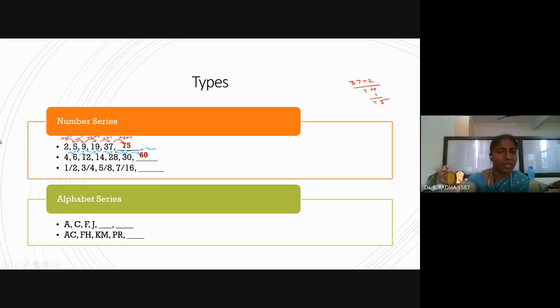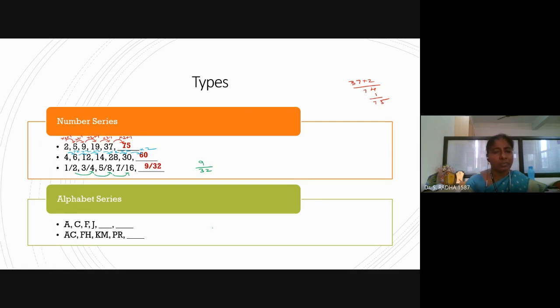Next question, 1 by 2, 3 by 4, 5 by 8, 7 by 16. You can take the denominator separately. 2 into 2 is 4, 4 into 2 is 8, 8 into 2 is 16, 16 into 2 is 32. Denominator is 32. Numerator you can check, it is 1, 3, 5, 7. Next number should be 9. 9 by 32 is the answer.